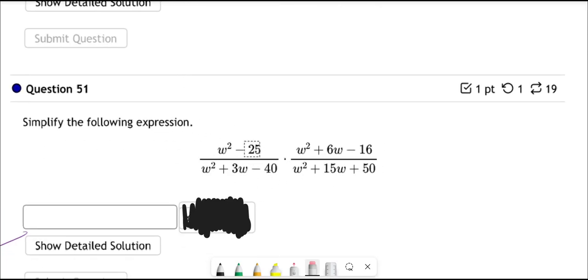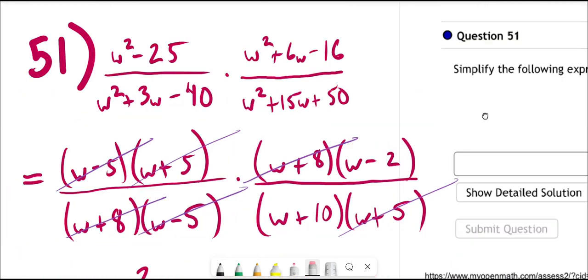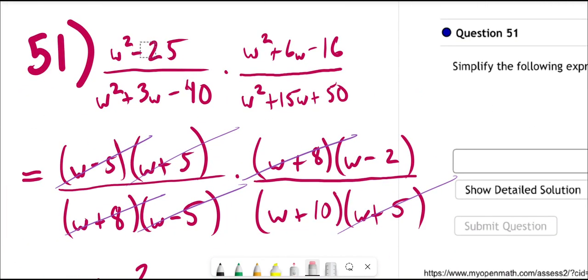51 is another rational expression. We are asked to multiply these two rational functions. Again, that's going to require that we factor everything. So we take w squared minus 25 and factor it as difference of squares. Then we take a w plus times a w minus, factors of 40 with a difference of 3. That's going to be 8 and 5, biggest one first.